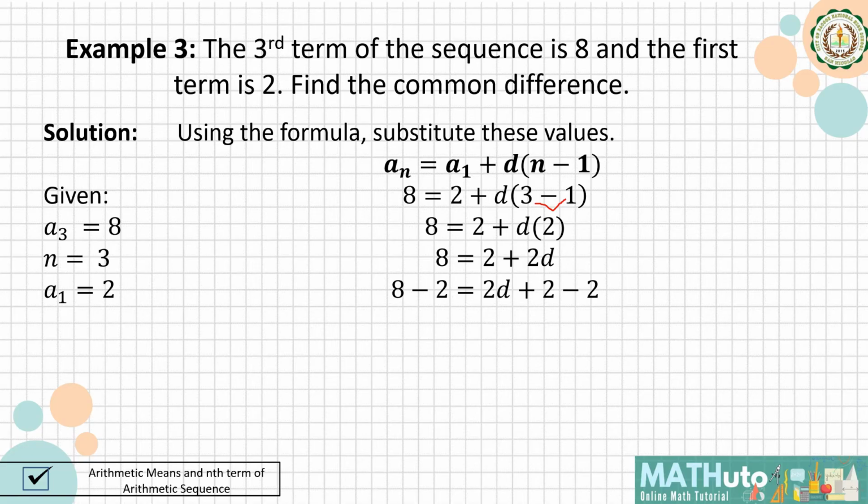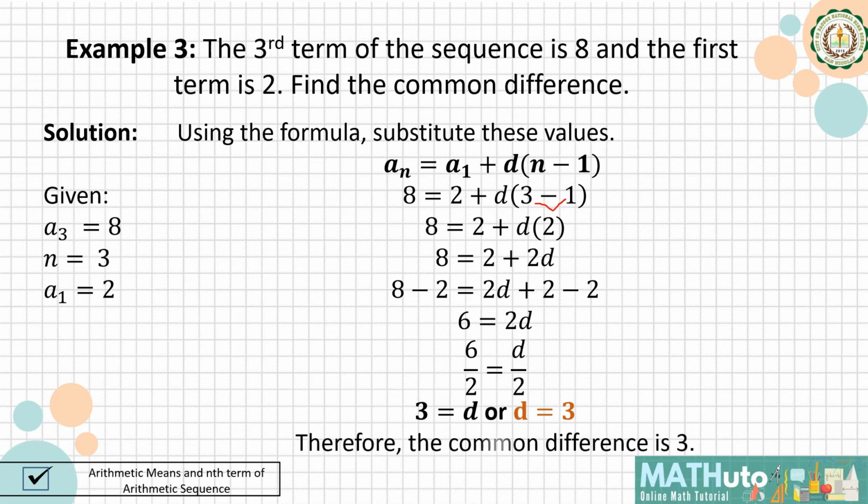Then subtract 2 from each side of the equation. 8 minus 2 will become 6 and 2d plus 2 minus 2 is 2d. Then divide both sides of the equation by 2. Therefore, the common difference will be equal to 3.